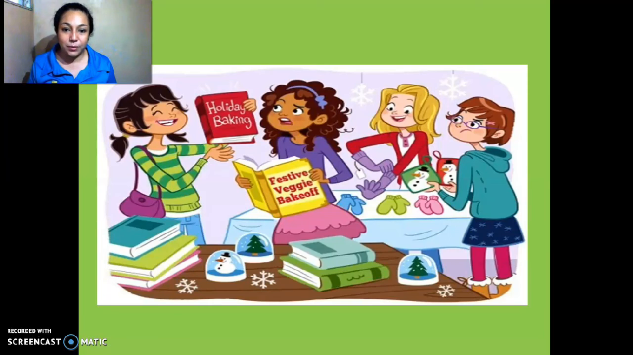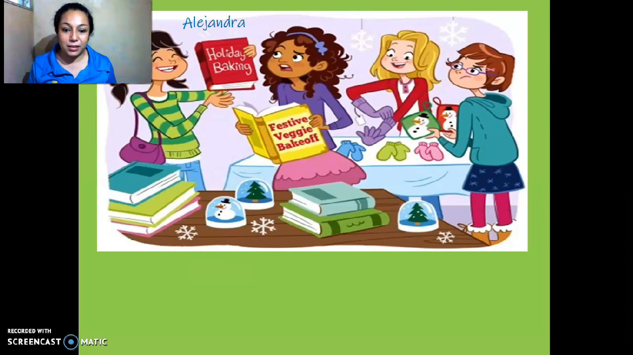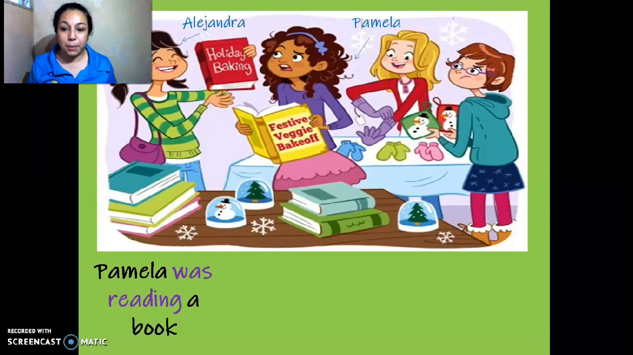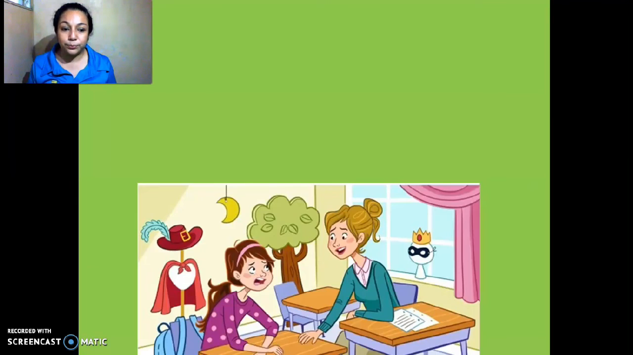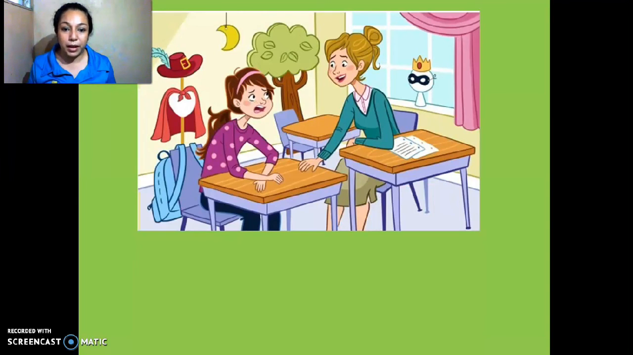So, this one is another example. Let's continue with this. Okay, this is a group of girls. We have Alejandra, and also we have Pamela. What happened with this girl? So let's see. Pamela was reading a book when an interrupting action happened, that means when Alejandra interrupted her. Pamela was reading a book, and maybe this is a book about vegetables, when the next girl, Alejandra, interrupted her.